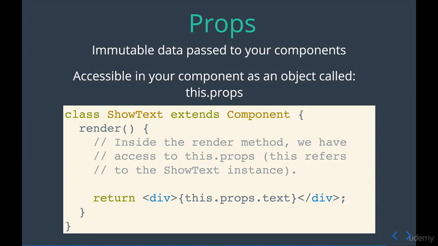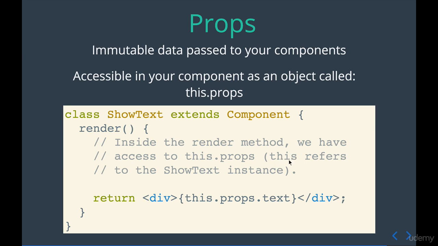First of all, what are props? Well, props are immutable data that is passed into your component, and it's accessible in your component as an object called this.props. So imagine we have this show text component, and we had a parameter passed in as a prop called text. We have access to that parameter via this.props. And the note here says that this refers to the instance of show text.